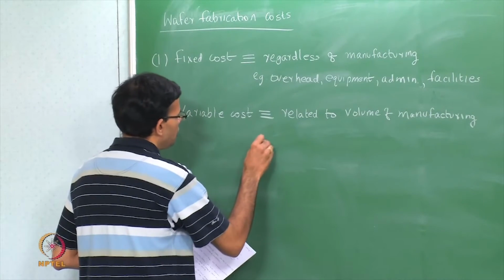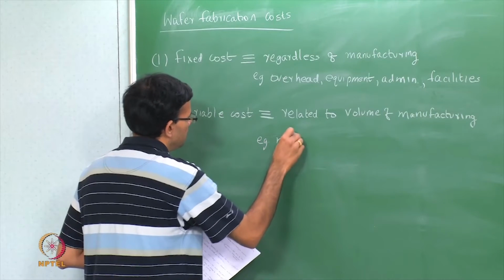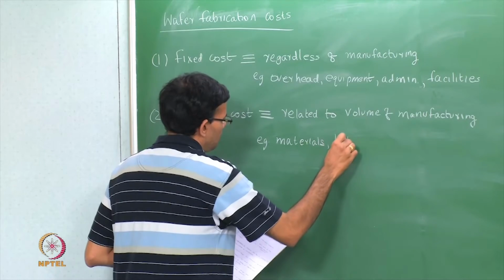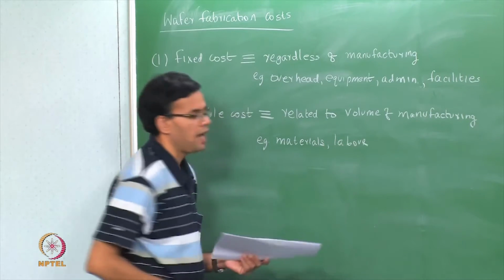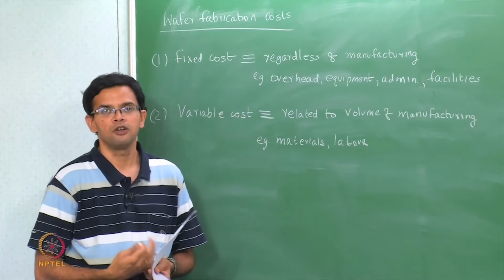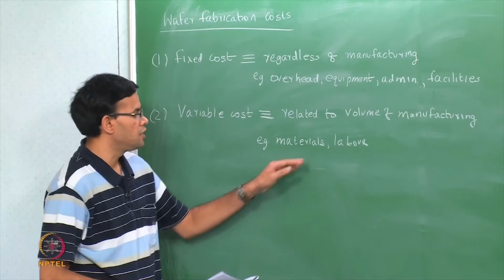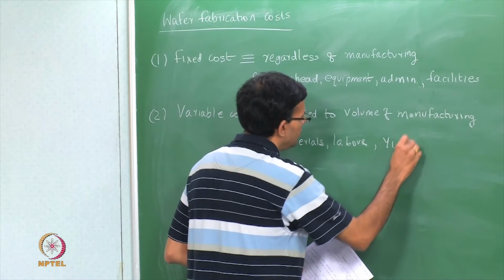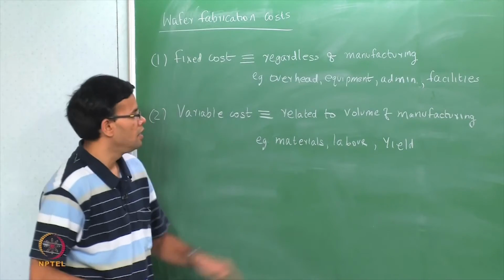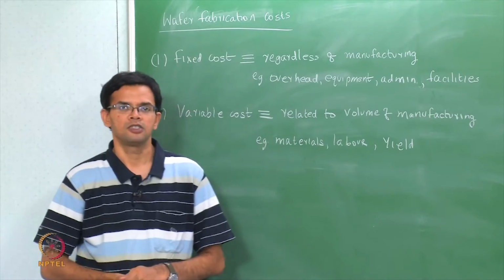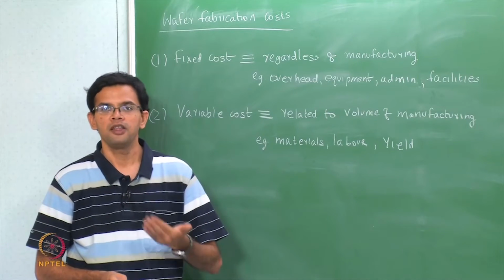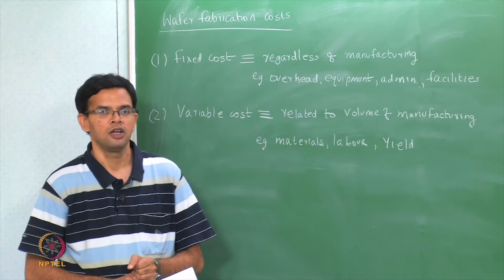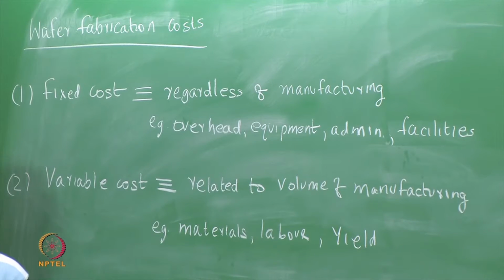Some examples of this are materials, labor, because the more manufacturing is done, the more labor is required, which leads to a greater cost. But more importantly, yield, which we saw earlier, is related to the variable cost, because the lower the yield, which means you still have fewer wafers that come out, and that will lead to a higher variable cost.